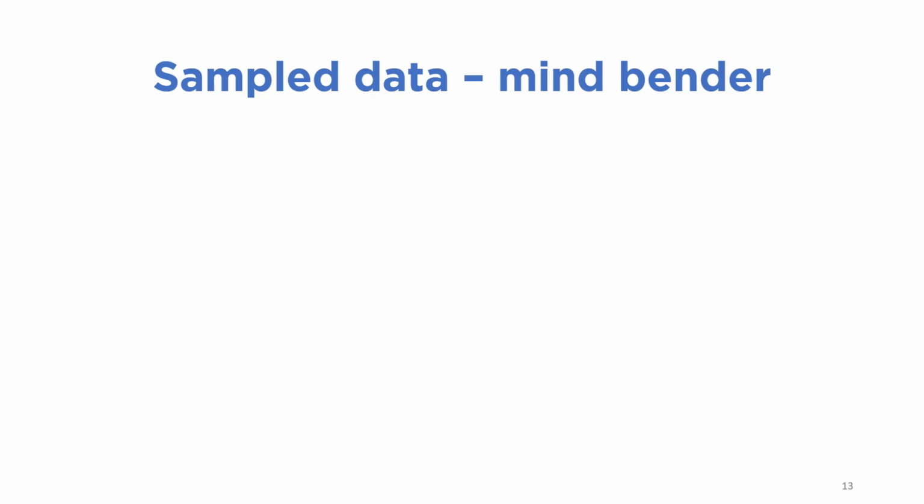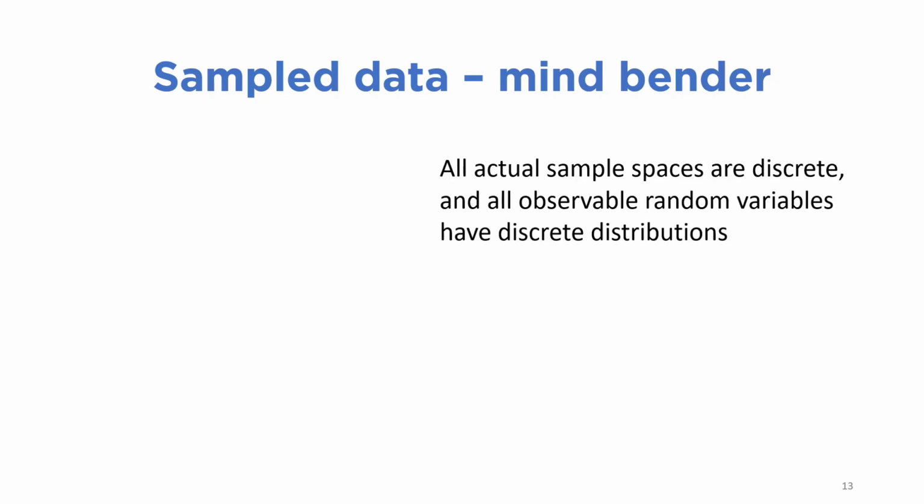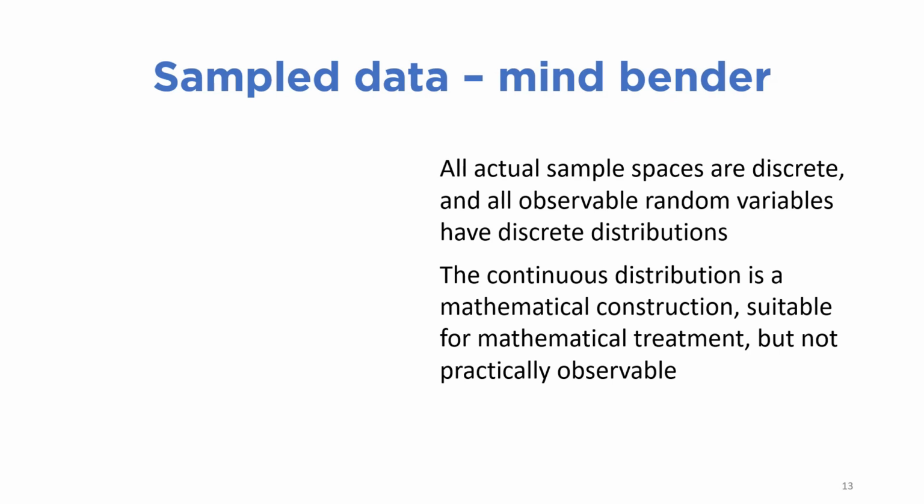This is a sort of mind bender for those of you who are sampling data. So in actual fact, all sample spaces have a discreteness to them, and all observable random variables have discrete distributions. The continuous distribution is a mathematical construction suitable for mathematical treatment, but in practice, not easy to observe. So in fact, when we're actually observing, we almost always are doing a discrete observation. This is a concept by E.J.G. Pitman, who I don't really know well, but I found this online and I puzzled over it for a long time.